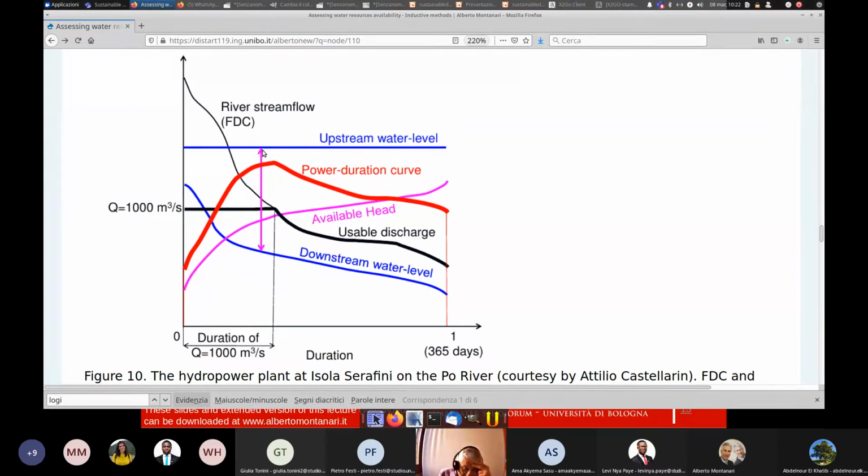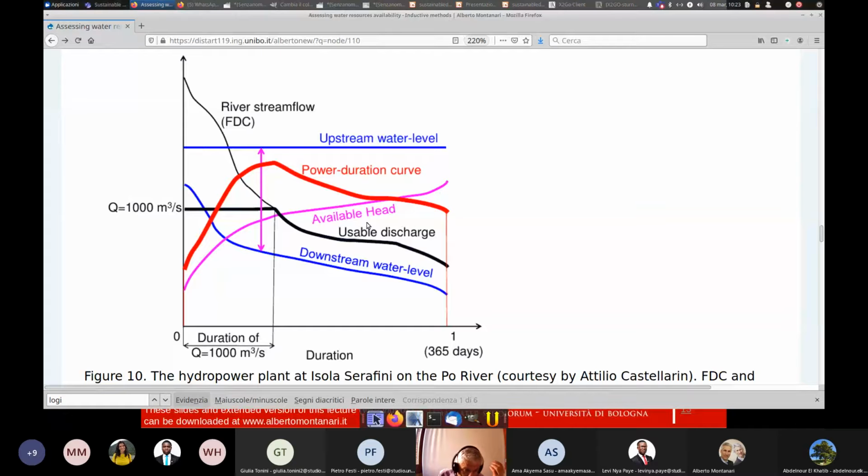Perfect. So the purple arrow is the head available to the user. At any duration, you can estimate the head. So the purple curve, which I'm going along with the mouse, is the duration curve of the available head. So you have for a relatively short time a low head, and then with the downstream water level decreasing, because for decreasing flow, you have a decreasing water level. For decreasing water level, you have an increase of the head.